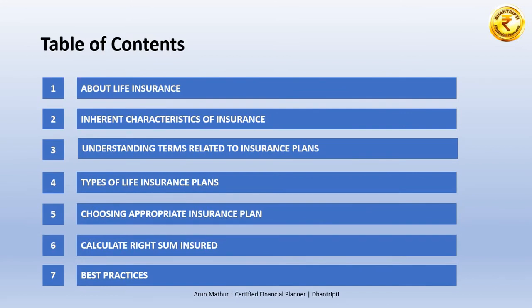The topics which we are going to cover today are as follows. First, we are going to talk about what life insurance is all about and what are the inherent characteristics of insurance as an asset class. We shall then try to understand a few terms related to insurance plans and the types of insurance plans which are available in the market. We must also learn to choose an appropriate insurance policy for us and how we should go about calculating the right sum insured for us. And finally, we will look at certain best practices which we should keep in mind when we buy insurance policies.